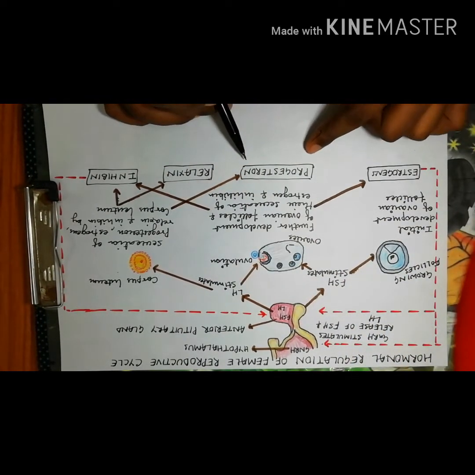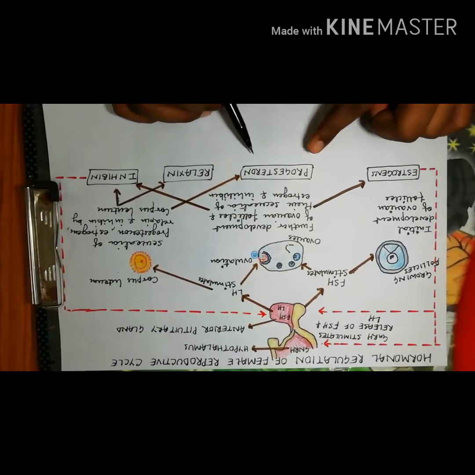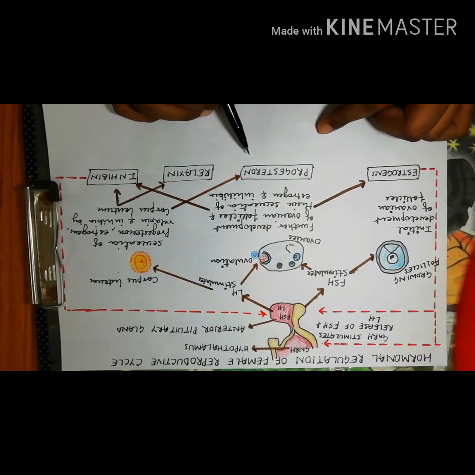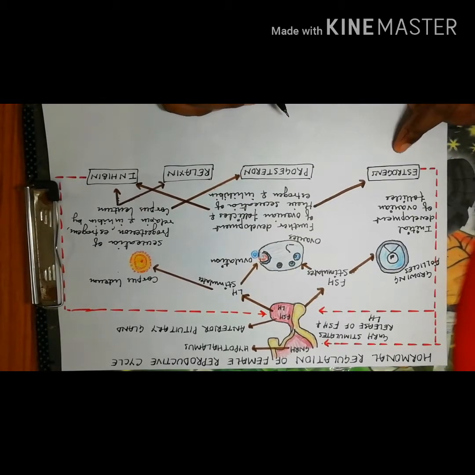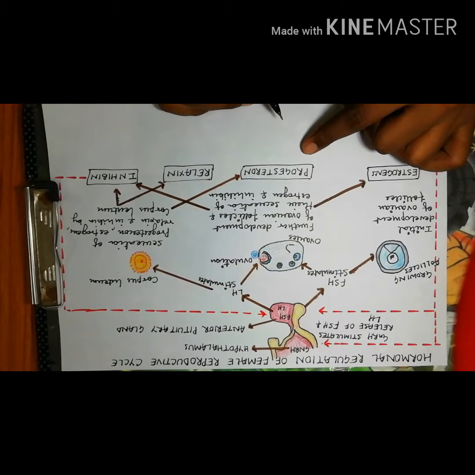Now let's see the function of progesterone. The first function of progesterone is that it works with estrogen to prepare the endometrium for implantation. The second function of progesterone is that it prepares mammary glands to secrete milk. And the third function is that it inhibits release of GnRH and LH. So we can say that just like estrogen, progesterone also inhibits release of GnRH and LH.